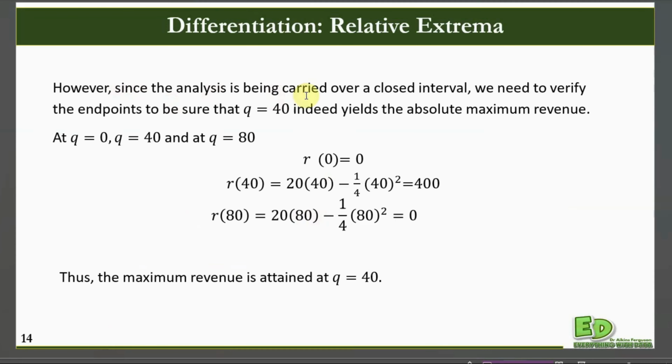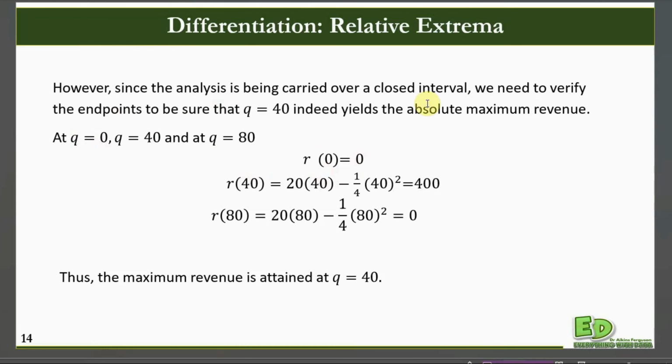However, since the analysis is being carried over a closed interval, we need to verify the endpoints. Q equal to 40 indeed yields the absolute maximum revenue, but how about the 80? How about the 0 as well, right? So we'll consider 0, we consider 40, that's what we calculated for, and we consider the 80. The closed interval is 0 to 80.